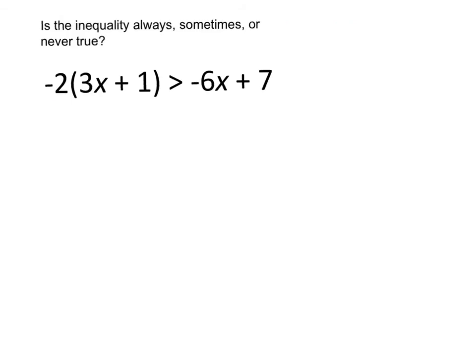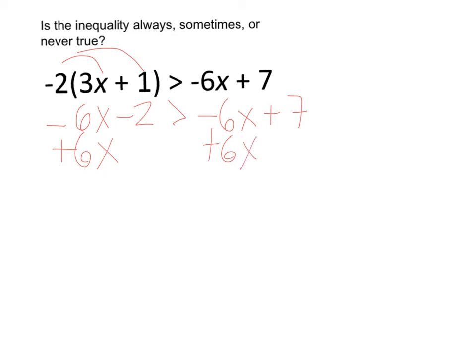Okay, next problem. Is the inequality always, sometimes, or never true? So we're going to start by solving this. So I distribute negative 2 times each term inside my parentheses. So I'll get negative 6x minus 2 is greater than negative 6x plus 7. Okay, I'm going to add 6x to both sides. And what I end up with is negative 2 is greater than 7.